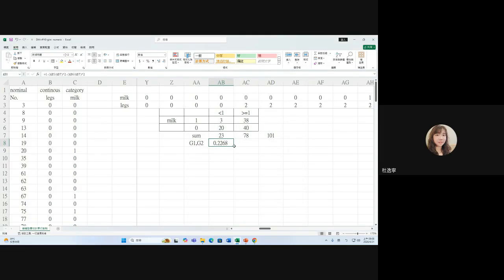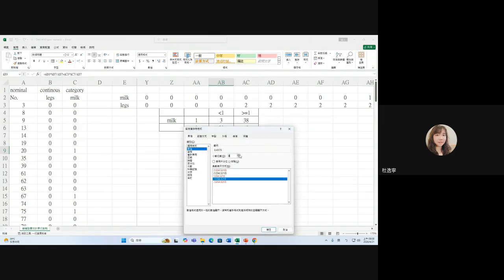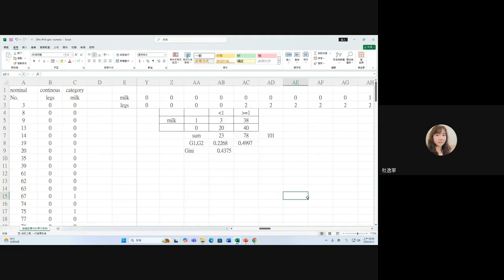And we don't lock, 不用 lock, 因为我们直接可以复制过来。So the Gini here would be 权重 will be weighted. This value multiple 23 divided to total plus this value multiple 78 divided to total. Then the weighted value will be here and use the format digit 4. This is the result. Okay?